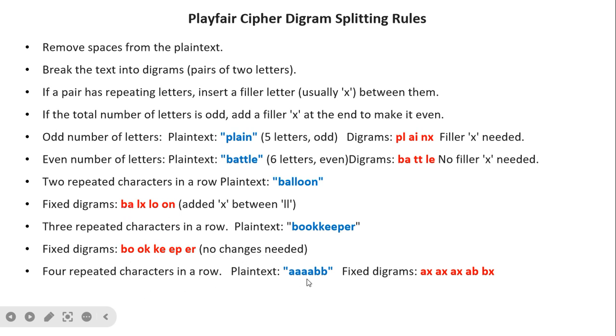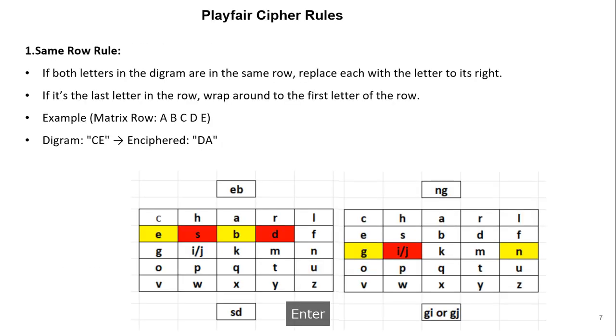Now 4 repeated characters, for example see this example, 4 A's and double B. Here we require to fill in X: AX, AX, AX. Then for the last we will take AB and for the last B, BX. So in this way we are making digrams from the plain text using the rules.